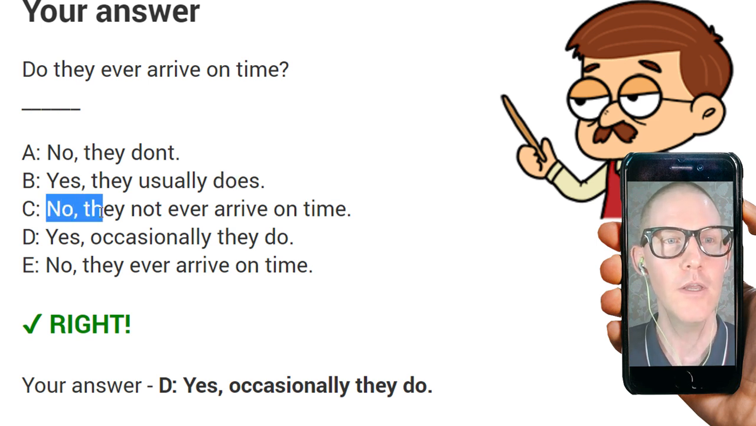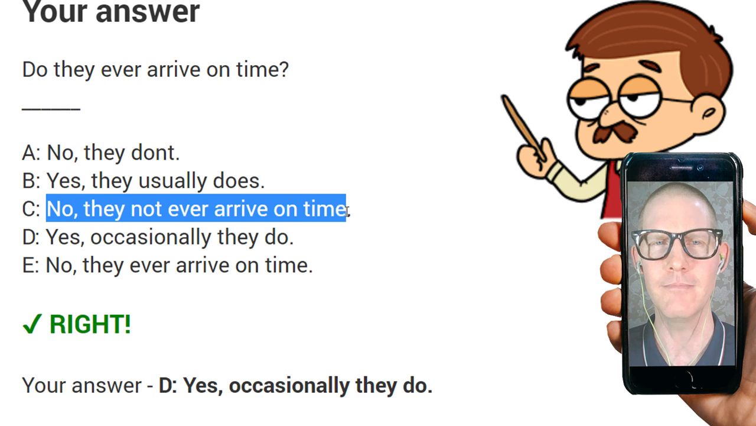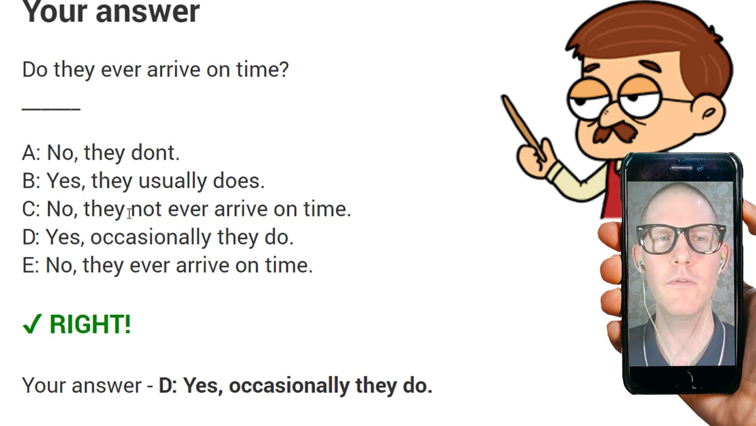Okay, see? No, they not ever arrive on time. Well, you wouldn't say no, they not. You would say no, they don't. No, they don't ever arrive on time. But it doesn't say don't. It says not, so it's not right. And we know that D is correct.